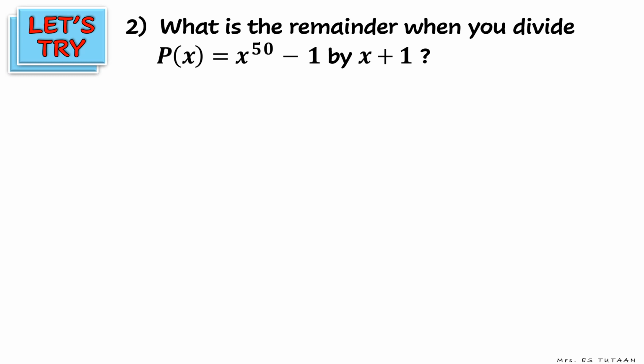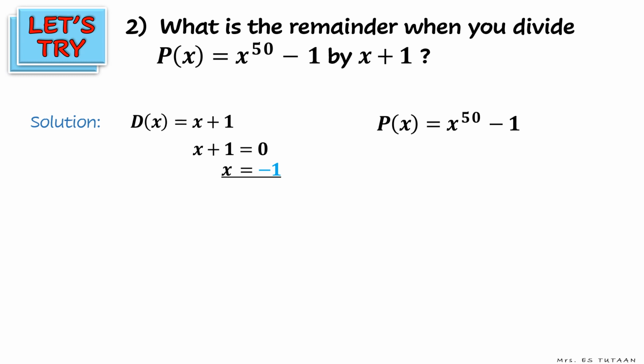Okay, so how do we use the remainder theorem to solve this problem? So, ganun pa rin, we have our divisor is x plus 1. Equate natin yan sa 0 and then solve for the value of x. So, that is negative 1. And then, isa-substitute natin yung value ni x sa lahat ng variable sa ating p of x. So, that is p of negative 1 is equal to negative 1 raised to 50 minus 1. And that is p of negative 1 is equal to what is negative 1 raised to 50.